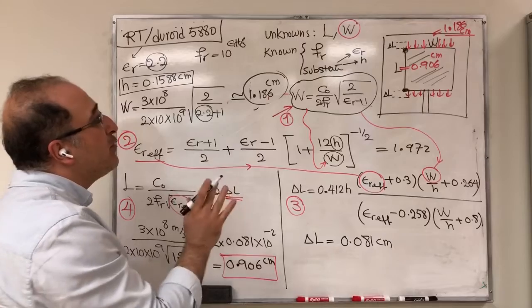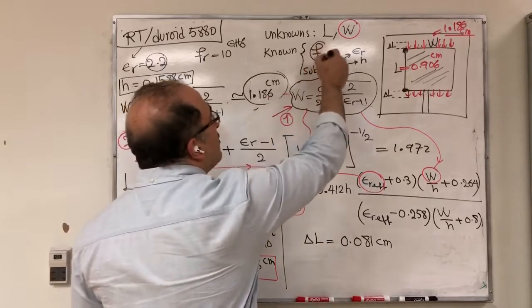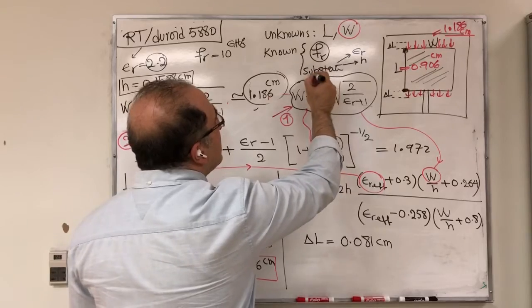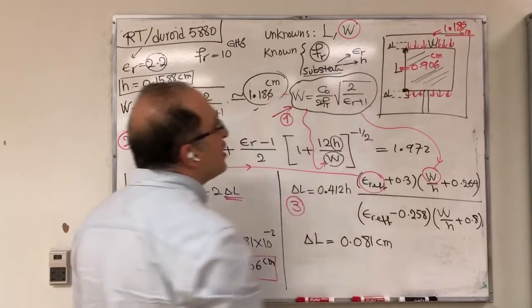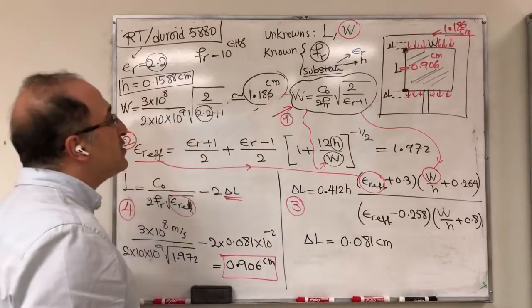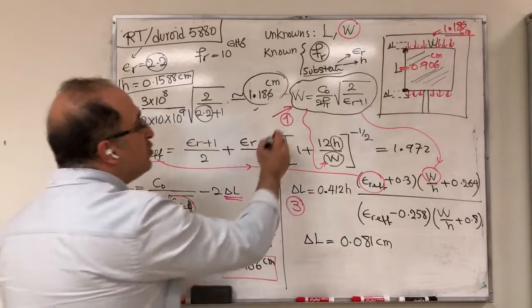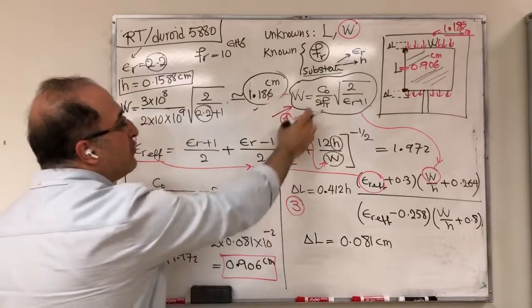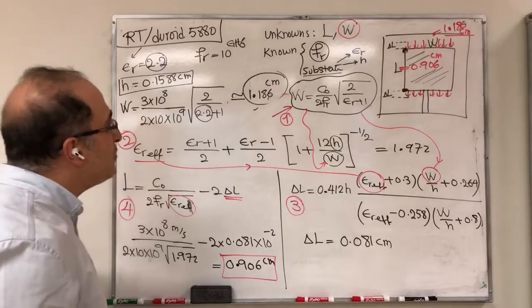The pieces of information that we had were f_r, the frequency of operation or resonance frequency, the substrate that gives us the permittivity of the substrate, and the thickness or height of the substrate. The first step was to use this equation to find the width of the patch, based on having a good radiation efficiency.